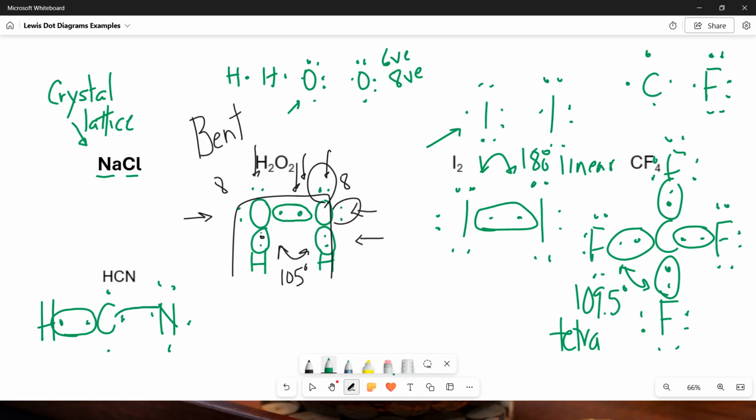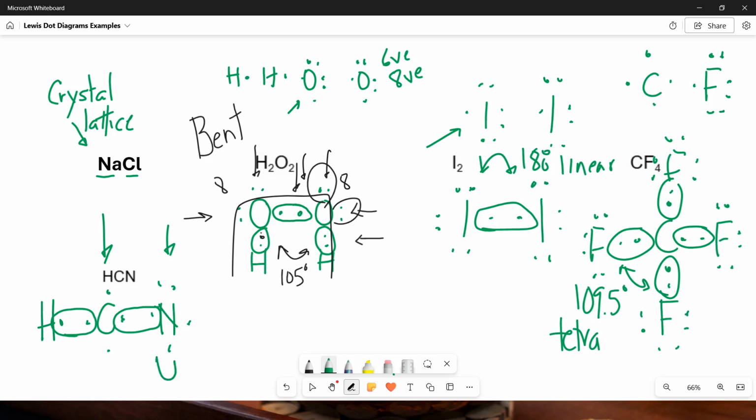Now, the carbon and nitrogen can bond, but it's not going to be enough. And how do I know that? Well, if I count the electrons around the carbon, including the ones in the bond, I only have 6. If I count the electrons around the nitrogen, including the bond, I have 6. So both carbon and nitrogen need to bond 2 more times, but there are no more atoms.